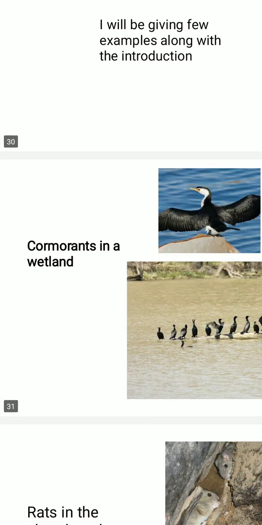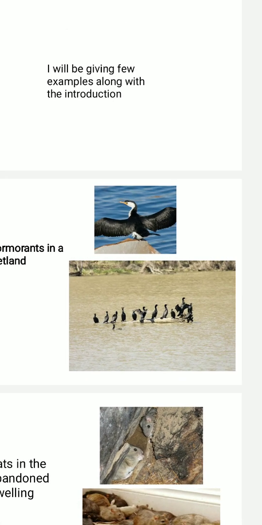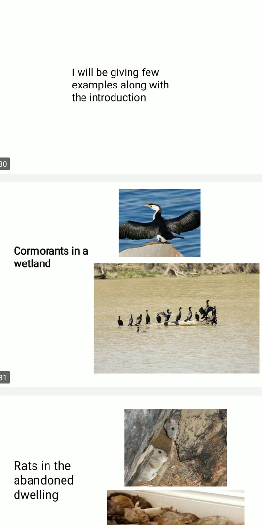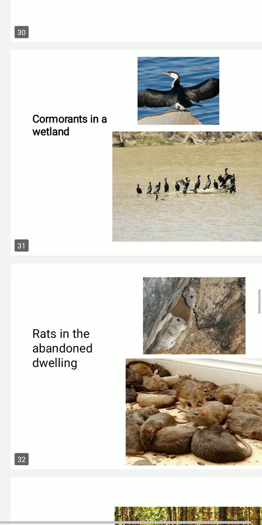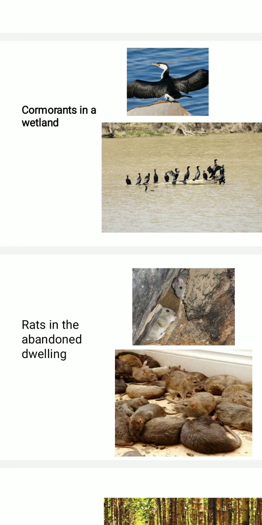For example, here I have highlighted a few cormorants in a group in a wetland. Since the birds are very small in the picture here, I have given one more single cormorant bird above the group of birds, so that you will understand how the cormorant looks. This is an example for population.